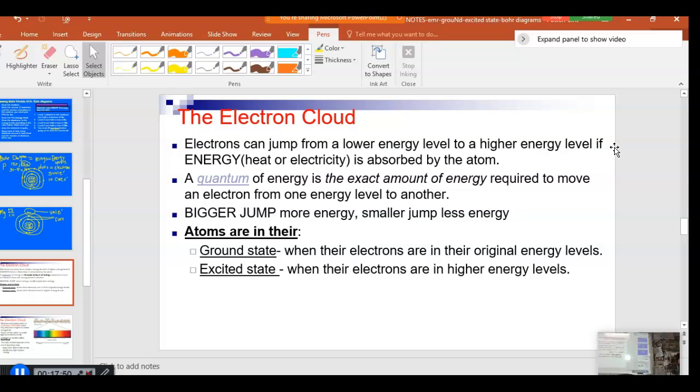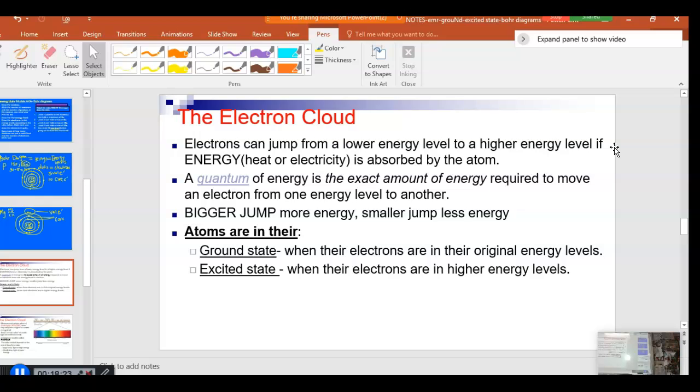So if an electron is going from energy level 1 to energy level 7, that is a pretty big jump. So it's going to need a large amount, or a large quantum, of energy to make that jump. If the electron is going from energy level 1 to energy level 2, that is a very small jump. So it's going to take a smaller amount, or a smaller quantum, of energy to make that jump.